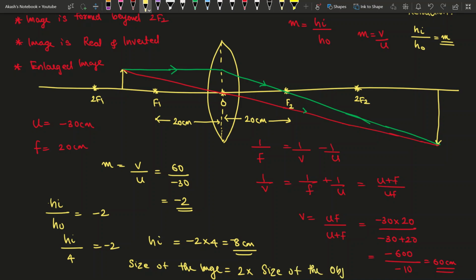Why negative sign? Since the object is placed up to the principal axis, the image is formed down. So if this is positive, this is going to be negative. Erect images are positive and inverted images are negative as per sign convention. So we have seen this particular question from a previous year question from the CBSE board examination.